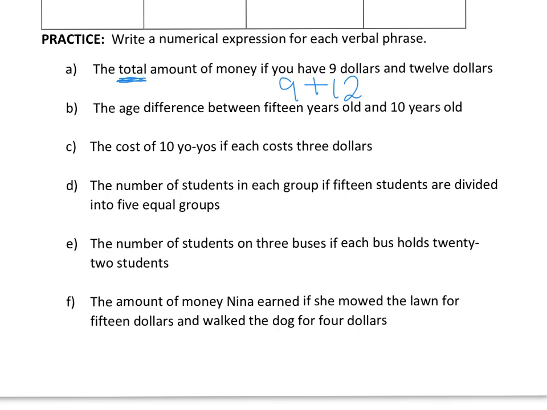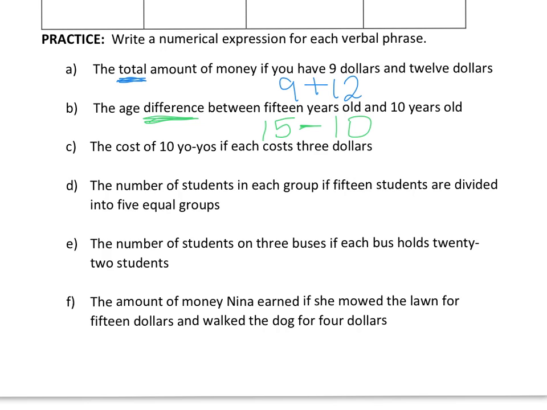In part B, the age difference between 15 years old and 10 years old. In this case, our key word is going to be difference. So difference means to subtract. And we take the number 15 and we subtract the number 10. And that is our numerical expression, 15 minus 10, because that's what difference means.